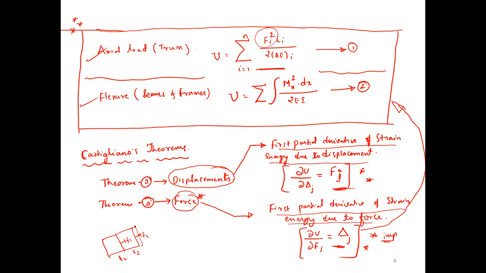It will generate the displacements delta 1 and delta 2. Then by the principle of superposition, the particular thing is the summation of force into displacement: F1 delta 1 plus F2 delta 2. This is the principle of superposition. This is related to force. If the structure holds the principle of superposition, then only Castigliano's theorem one is valid. He asks this in your MCQ. Understood? Theorem one is applicable if the principle of superposition holds. Theorem two can be applicable for any kind of structures like beams, frames, trusses.